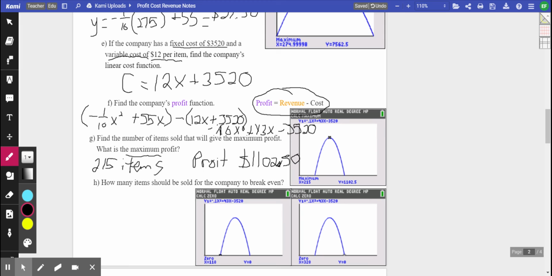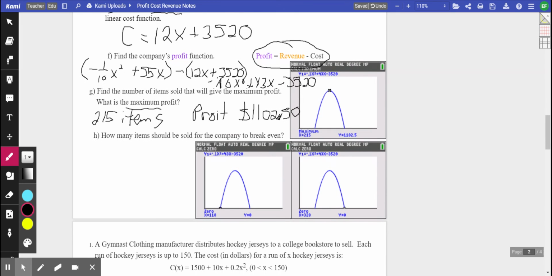So how many items should be sold for the company to break even? Break even, we're not making any money. Our profit is 0. So that means we're looking here along our x-axis. We actually have 2 points of intersection here. We have a 0 here and we have a 0 over here. So we're going to have to calculate each one of those zeros separately, since we actually have 2 possible answers to this question. How many items should the company sell in order to break even? They could sell 110 items, or they can actually sell 320 items to break even. If either of those happen, they're doing all right.